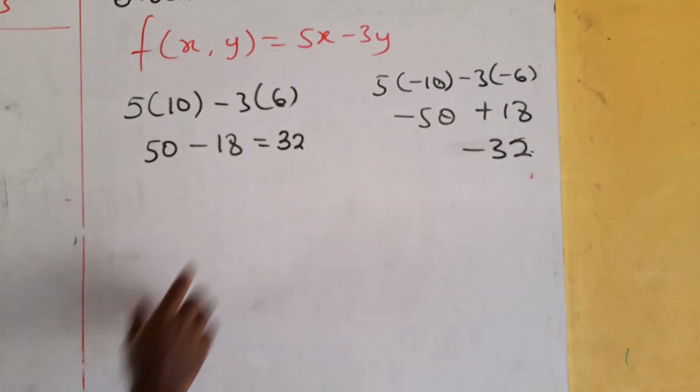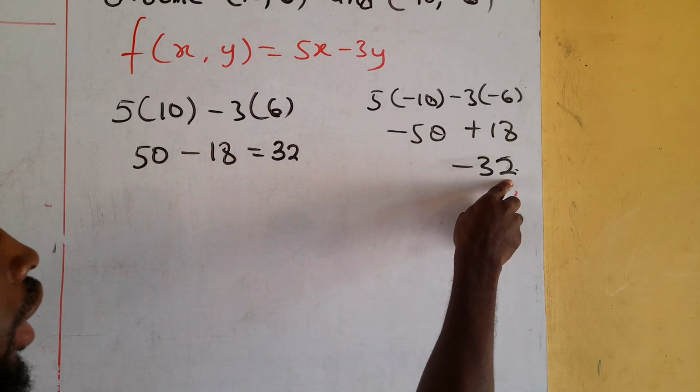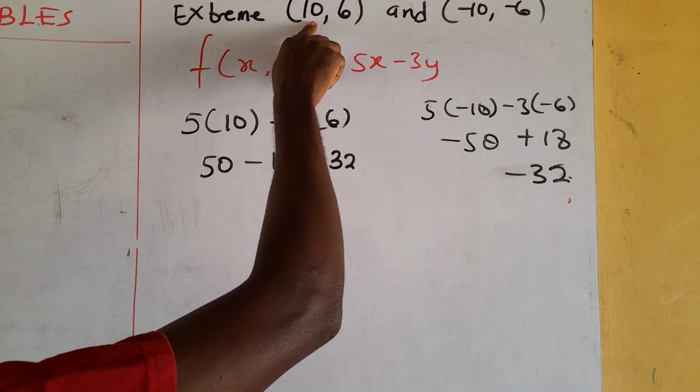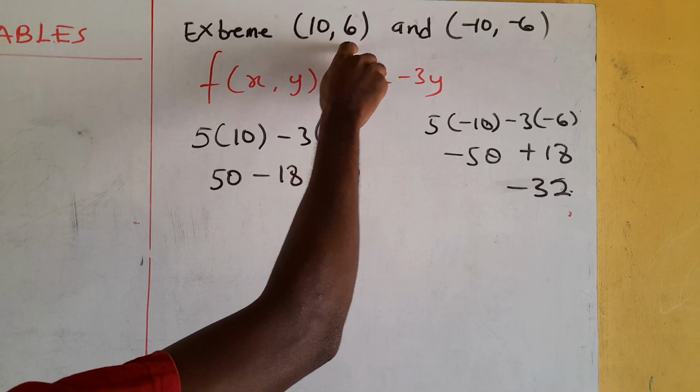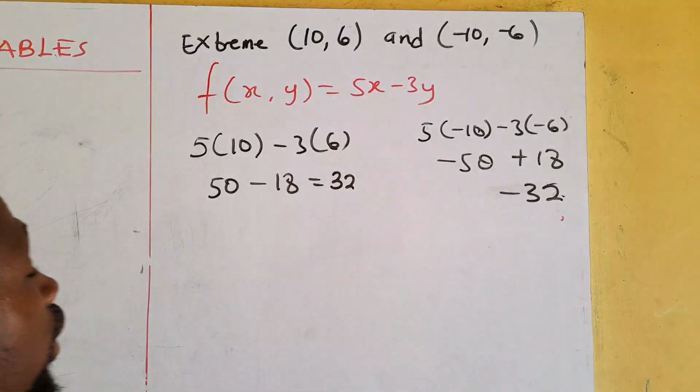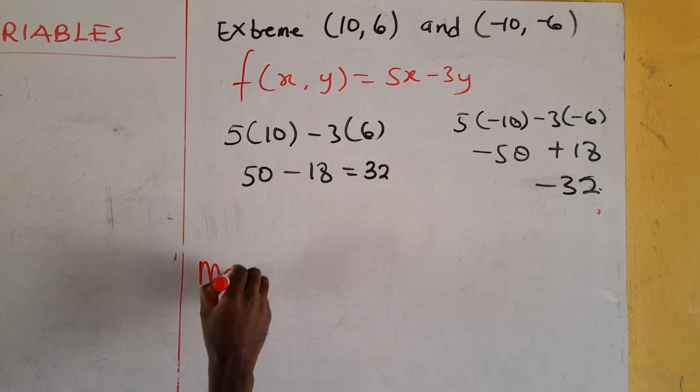So we can say this is the maximum value and this is the minimum value. The maximum value occurs when x is 10 and y is 6, and the minimum value occurs when x is negative 10 and y is negative 6. So we say maximum value.